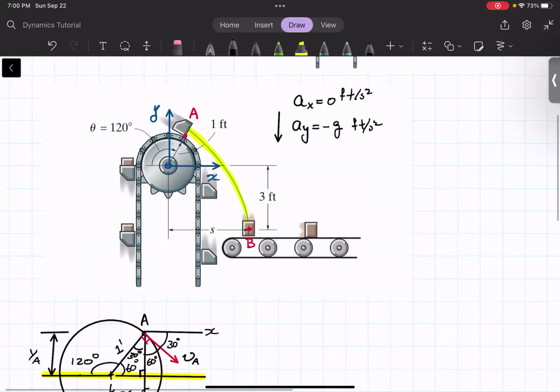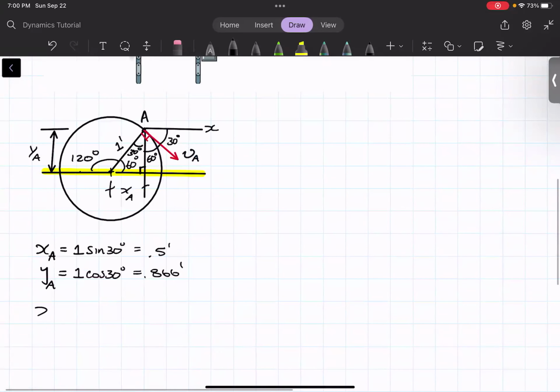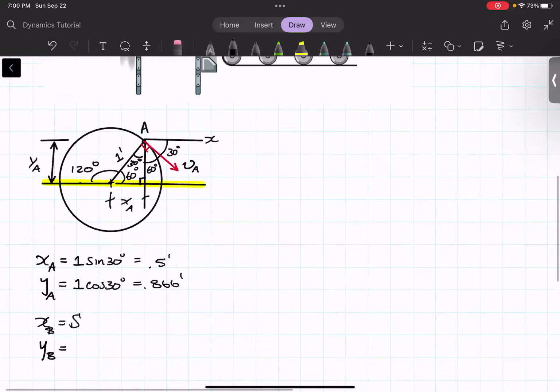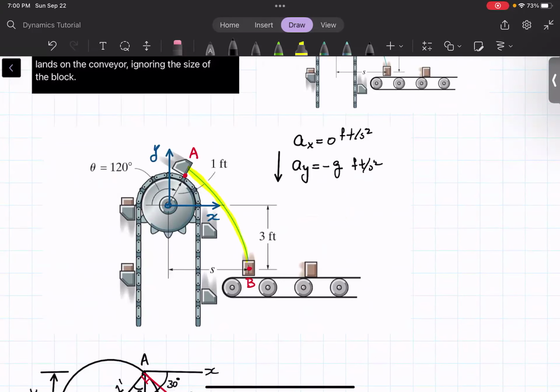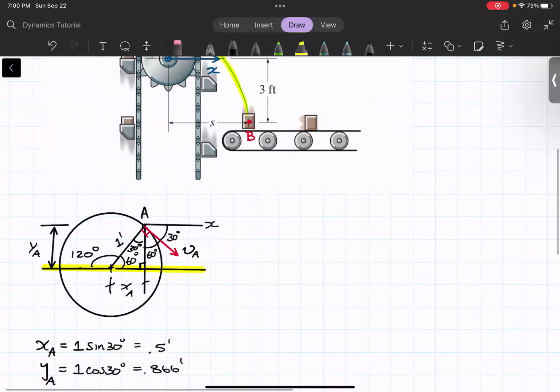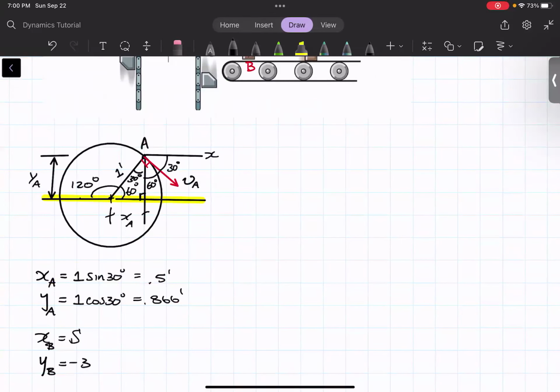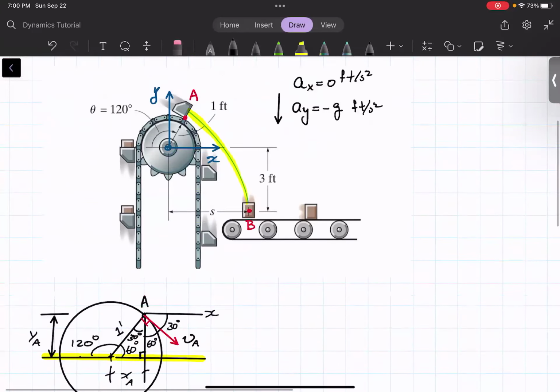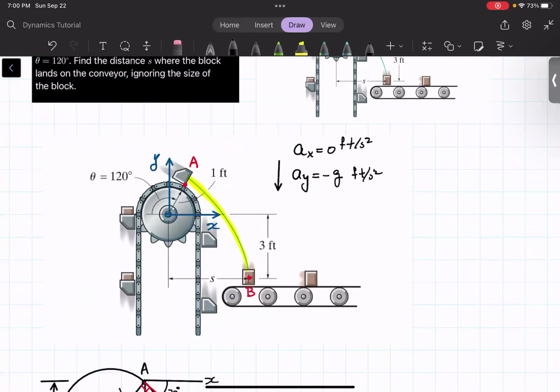The coordinates of B: XB is going to be the variable S. YB is measured with respect to our reference frame, so it'll be -3 feet. So we got our coordinates, and we'll use these coordinates for our kinematic equations.